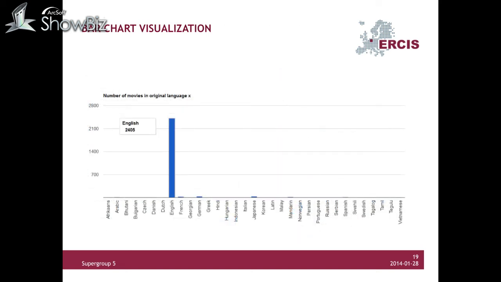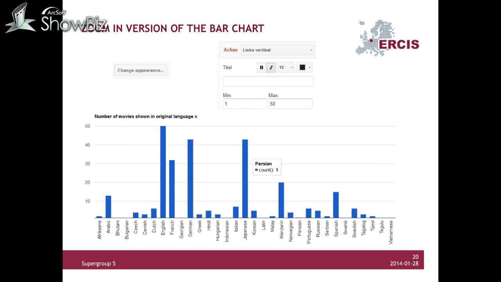The first graphic visualizes the global view. Here you can see that by far most movies have English as original language. This slide is a zoomed in version to display the languages with lower numbers in a better way.